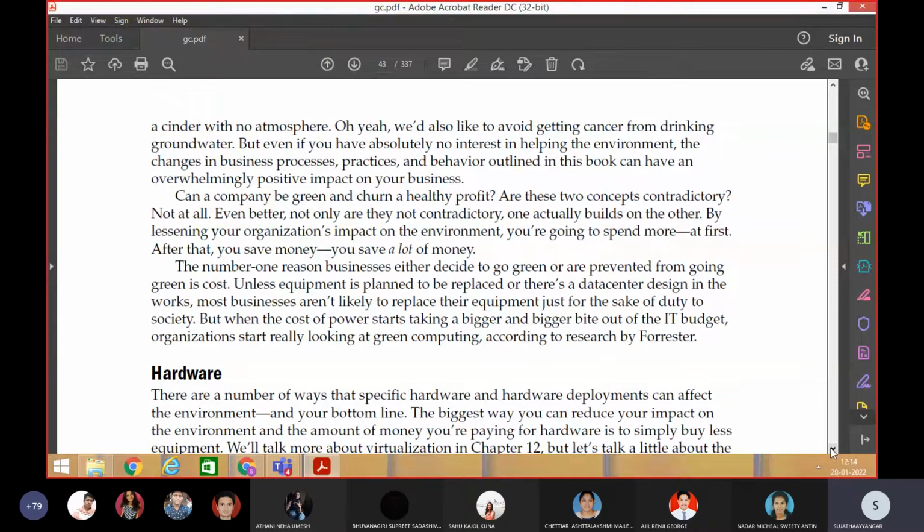Understood? But even if you have absolutely no interest in helping the environment, the changes in business processes, practices, and behavior can have an overwhelming positive impact on your business. Can a company be green and churn a healthy profit? Or are these two concepts contradictory?